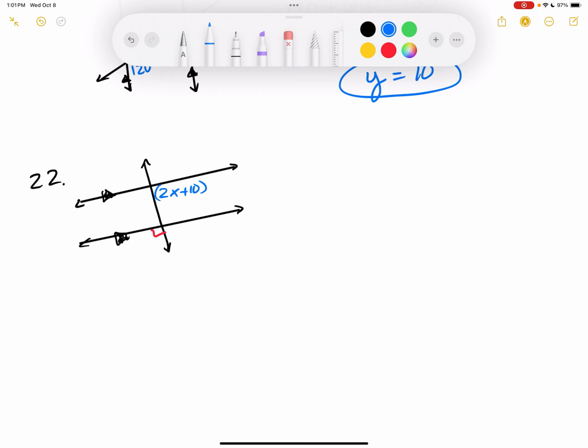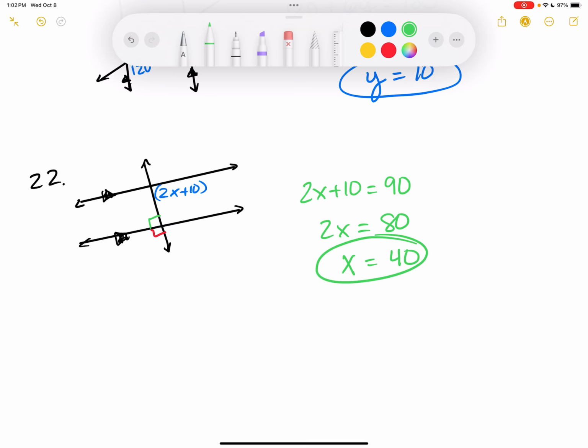Okay, so what does that tell us then? That 2x plus 10 is equal to 90 degrees. Definition of 90 degrees. Yep, so if this is a right angle, then that means all of these are right angles. So there's also a right angle here. So then alternate interior angles means these are congruent. So 2x plus 10 equals 90. So then 2x is equal to 80. So x is equal to 40.